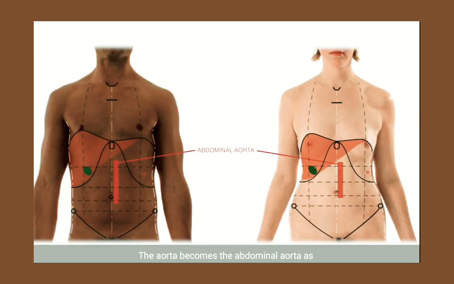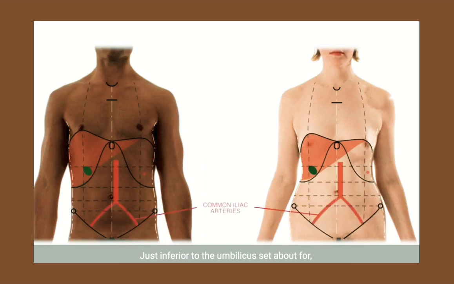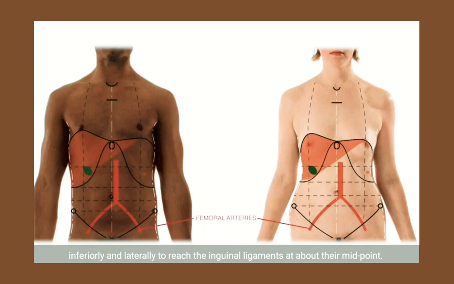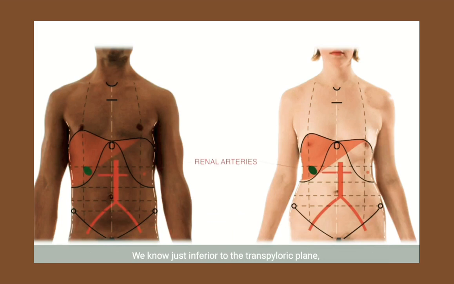The aorta becomes the abdominal aorta as it passes through the aortic hiatus at about T12, and we've stopped drawing it here just inferior to the umbilicus. Just inferior to the umbilicus at about L4, the aorta divides into right and left common iliacs, which pass inferiorly and laterally to reach the inguinal ligaments at about their midpoint. The artery then passes deep to the inguinal ligaments to become the femoral artery. We note just inferior to the transpyloric plane, we identify the renal arteries.